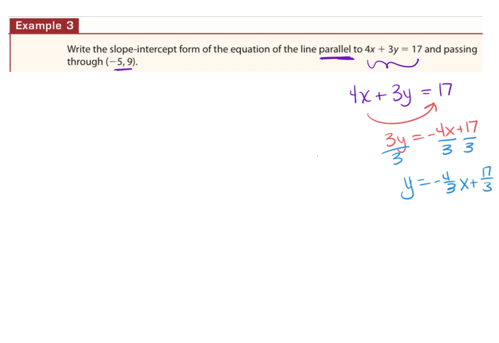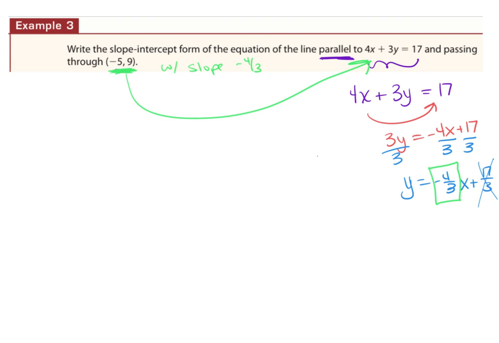Here's the thing. I actually don't care at all about the y-intercept here, okay? What I care about is the slope. They want it to be parallel. We just said all parallel lines have the same slope. So they could have said, write the equation of the line passing through this point with a slope of -4/3. Or they could have said, write the equation of the line going through this point that is parallel to this. It means the same thing.